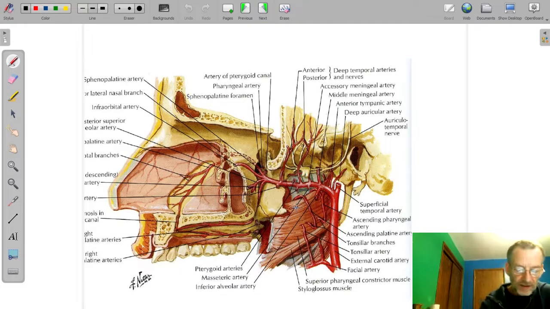We'll take a look at this figure first. So here is the branching within this pterygopalatine fossa that we mentioned. Let's do yellow. And there are the 4 branches. So we just did the Sphenopalatine artery.